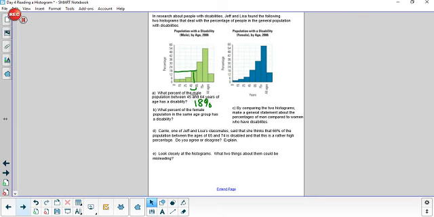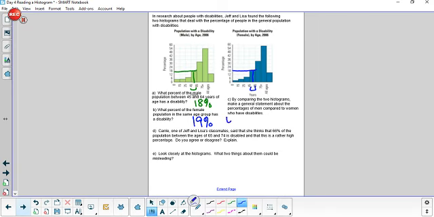What percent of the female population in the same age group, so between 45 and 64, has a disability? So again, between 45 and 64, we come over, and this is about 19%. So by comparing the two histograms, we can make a general statement about the percentages of men compared to women who have disabilities. If we look at the two histograms, what could we say? Well, women are slightly higher, but it is a very small percentage.